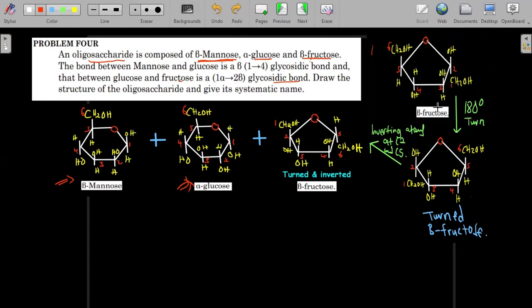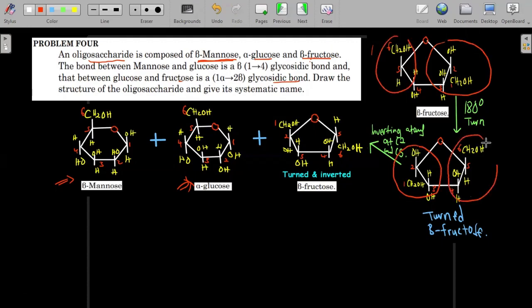So I wrote there, 180 degrees turn. If you turn it 180 degrees, all the bonds that were on the right hand side will start appearing on the left, and all the bonds that were on the left will appear on the right. You can see here that these were on the right, but once we turn it, they are on the left. These were on the left, once we turn it, they are on the right. So that's what we mean by a 180 degrees turn. Once you do your 180 degrees turn, you end up with a turned beta fructose, which is this one here.